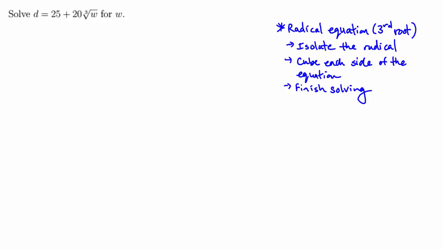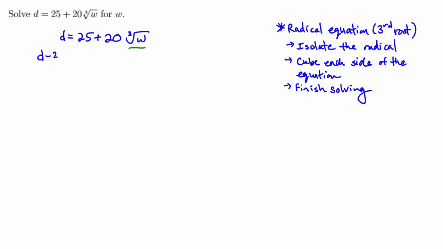So, let's get started. We have d equal to 25 plus 20 times that cube root of w, and we're going to solve for w. So I'll just highlight where that's at. w is inside that cube root. So we want to isolate that cube root of w. We will first isolate this 20 times the cube root of w, and to do that we'll need to subtract 25 from each side.